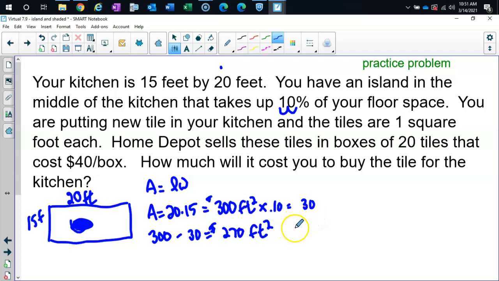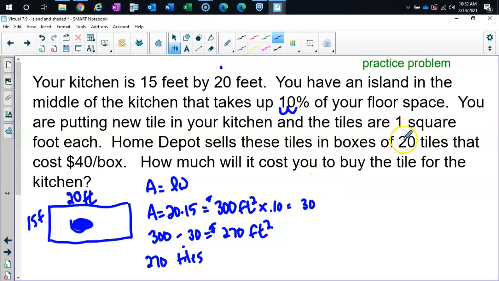How many tiles do you need to buy? Go. Well, what you should have said is you have 270 square feet. Each tile is 1 square foot. You need 270 tiles. All right, next step. Figure out how many boxes you need to buy. Go.